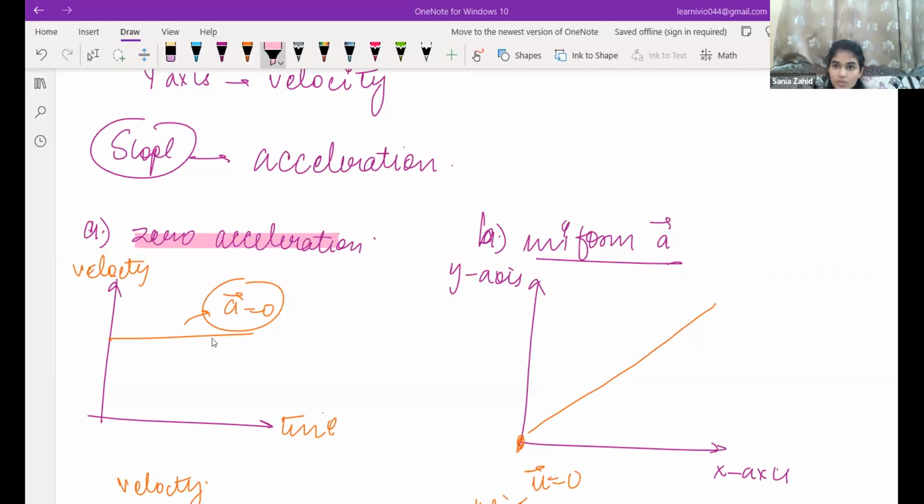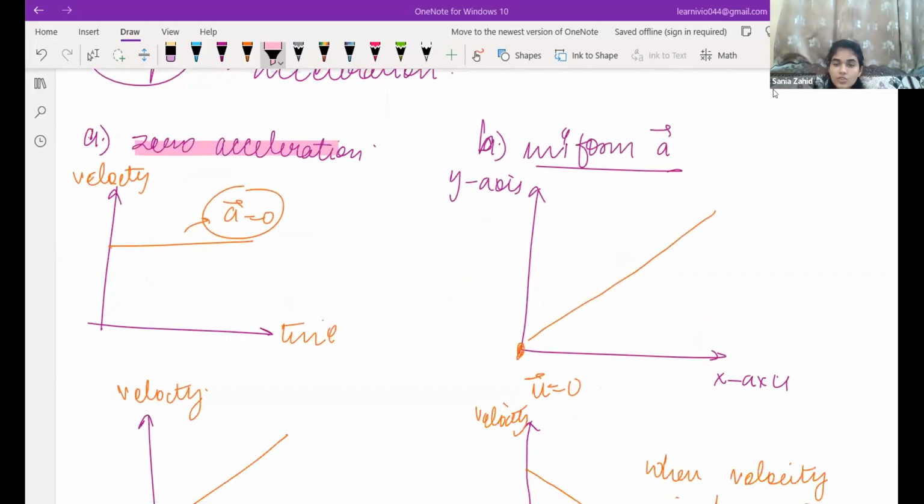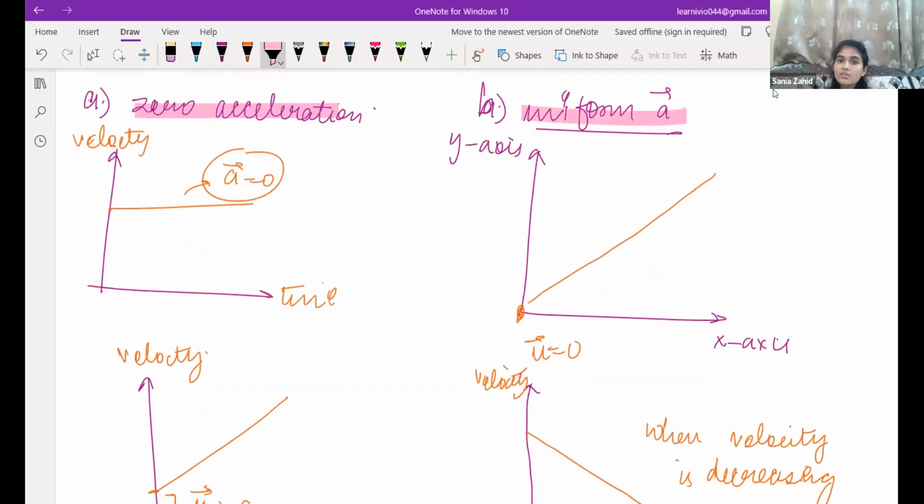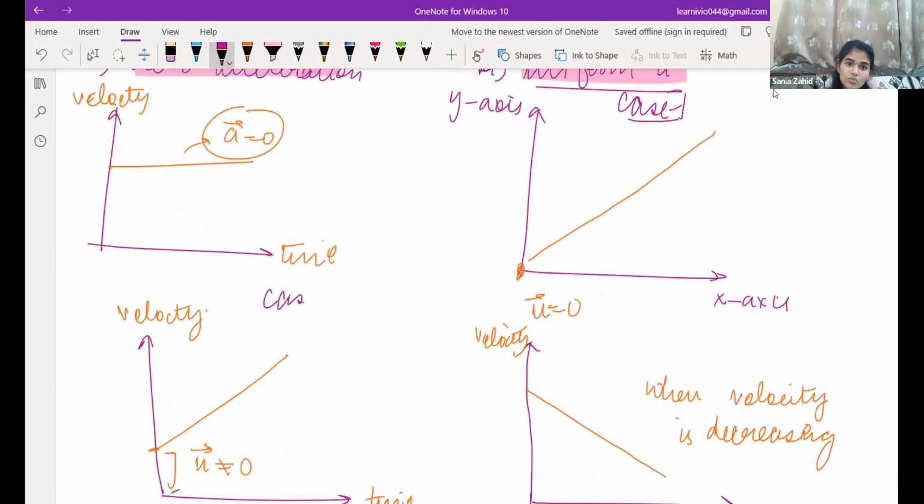Yes, Dave, did you copy or not? Yes, ma'am. I did the first 2. First, for uniform, no, just copy the first one. Then this is A part. Then B part is uniform acceleration. For uniform acceleration, you have 3 cases, right? Case 1, case 2, and then you write case 3.